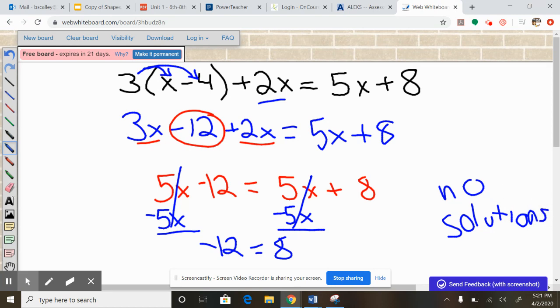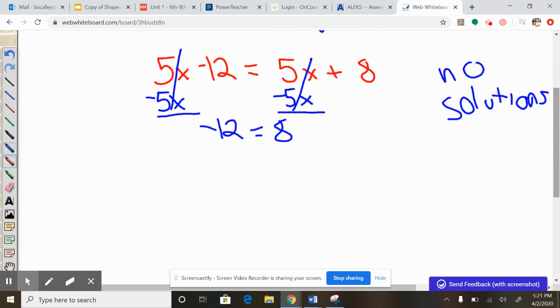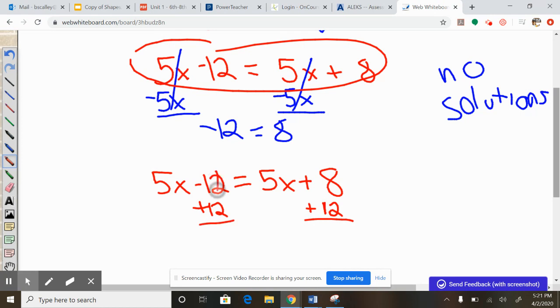So I did say there's a couple different options. Your other option: backing it up, if I go back to this part here where you had 5x minus 12 equals 5x plus 8, what you may have done there is maybe you add 12 to both sides. And then you're going to get 5x is equal to 5x plus 20.